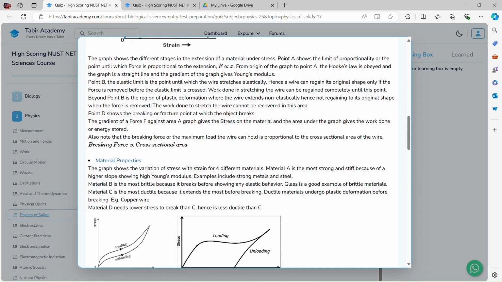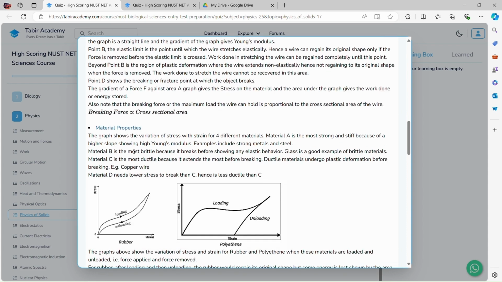Material properties. The graph shows the variation of stress with strain for four different materials. Material A is the most strong and stiff because of a higher slope, showing high Young's modulus. Examples include strong metals and steel. Material B is the most brittle because it breaks before showing any elastic behavior. Glass is a good example of brittle materials.